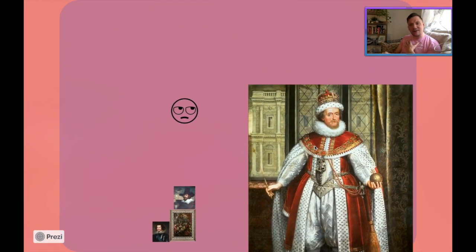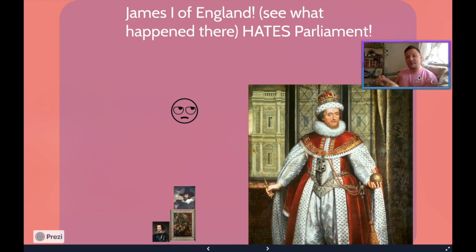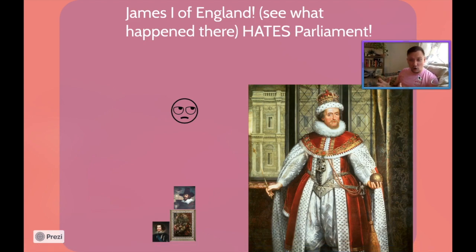But what did I just say right there? James the First, James the Sixth. How does this guy have two numbers? See what happened there? You got to know one big thing right here, okay? He is the only British monarch leading up to this point that we'll ever refer to with two numbers. James the First of England, James the Sixth of Scotland, because he becomes the very first King James of England, but he's the sixth James of Scotland.